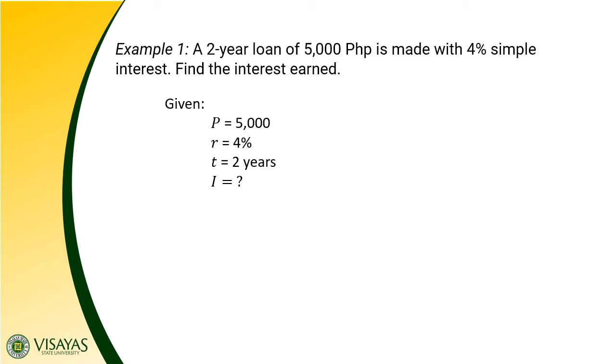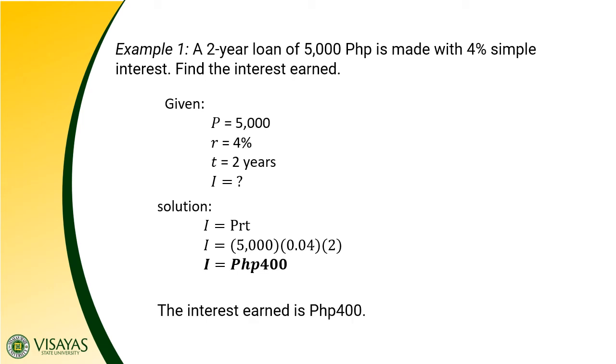And to find the interest, just simply use the formula. I is equal to PRT. Then substitute the given of P, R and T. We have 5,000 for P, 0.04 for R, then T is 2. Then simplify, multiply the 3 terms. So we have 400 pesos. Ibig sabihin, after 2 years, with 4% simple interest, yung 5,000 tutubo siya ng 400. Okay? I hope na klaro. And let's have here, again, the interest earned is 400.